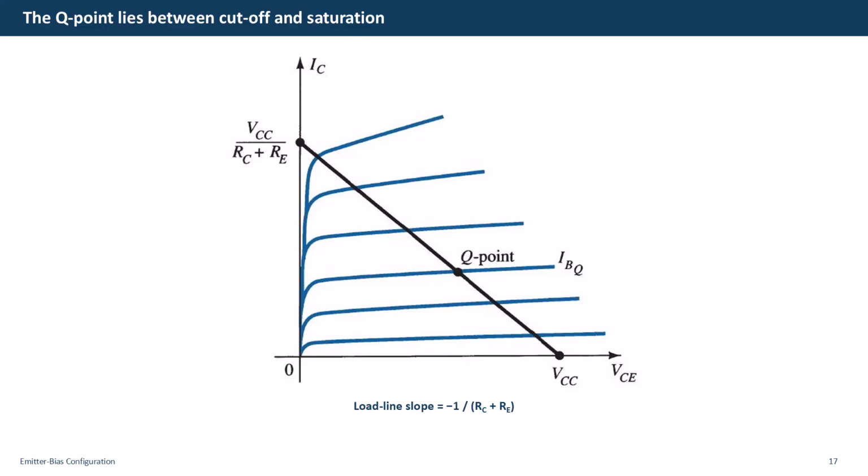A useful amplifier design normally places the Q point away from both cutoff and saturation so that the collector voltage can swing in both directions without clipping. The base bias network selects the characteristic while the output resistors and supply determine the load line.